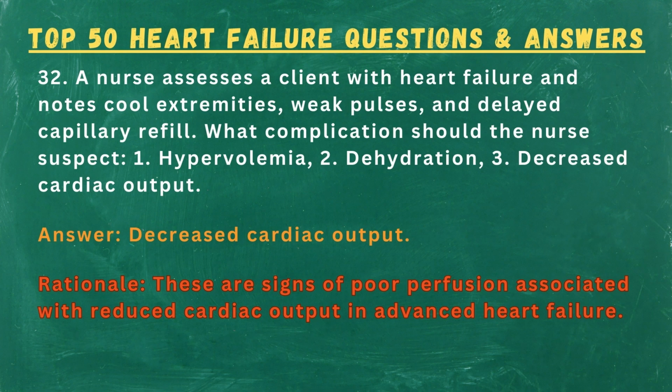32. A nurse assesses a client with heart failure and notes cool extremities, weak pulses, and delayed capillary refill. What complication should the nurse suspect? 1. Hypervolemia. 2. Dehydration. 3. Decreased cardiac output. Answer: decreased cardiac output. Rationale: these are signs of poor perfusion associated with reduced cardiac output in advanced heart failure.